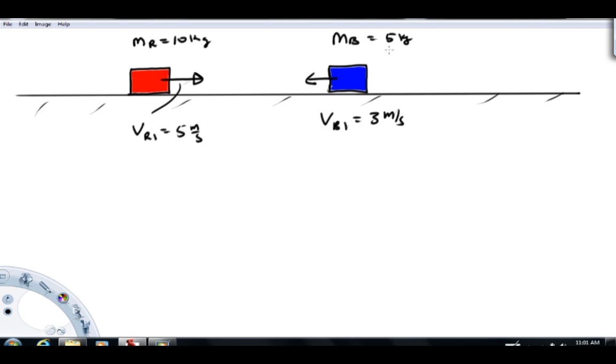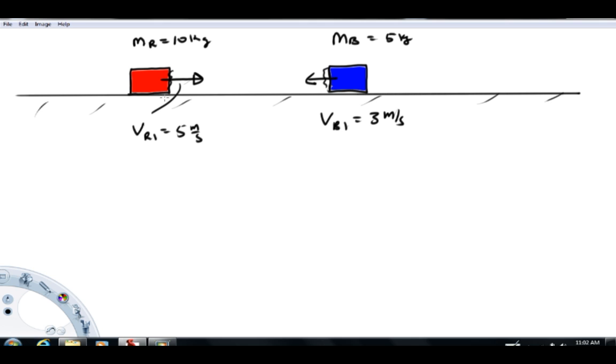Imagine at the same time we've got a 5 kilogram mass right here on a collision course moving at 3 meters per second to the left. Now for the rest of this example, we are going to assume that when they impact, they stick together. And maybe there's some Velcro or something on the front of these things. We're going to try to calculate the resulting velocity, and then we're going to take a look at the kinetic energies before and after.